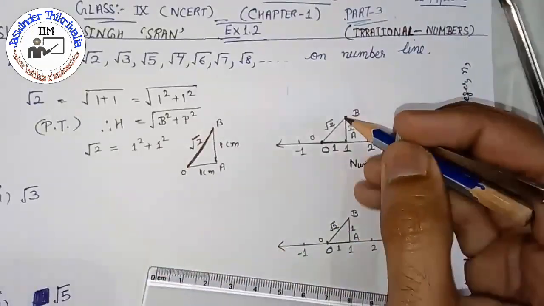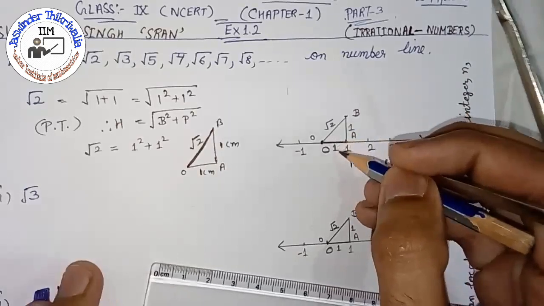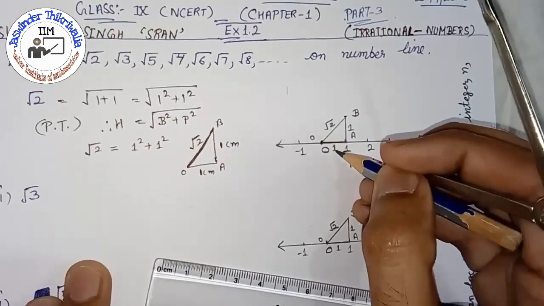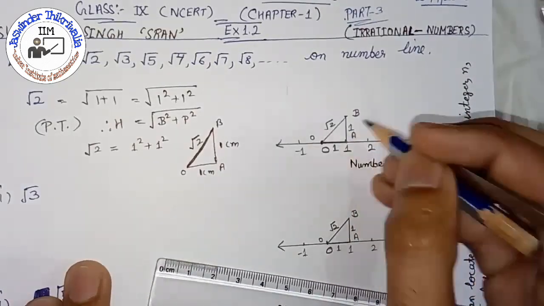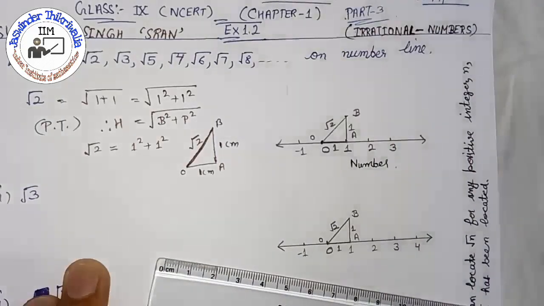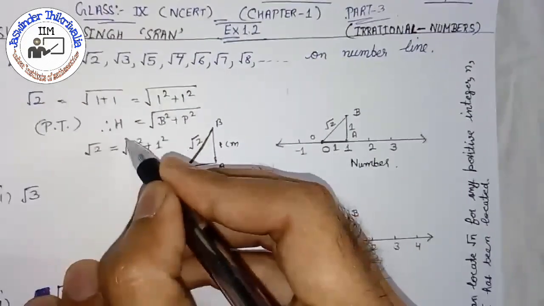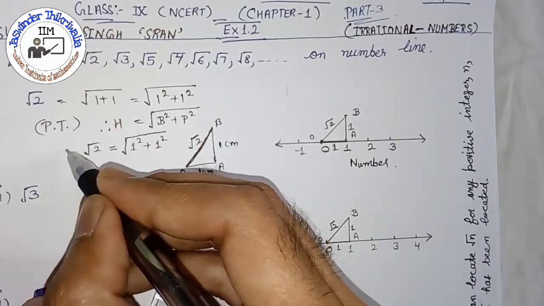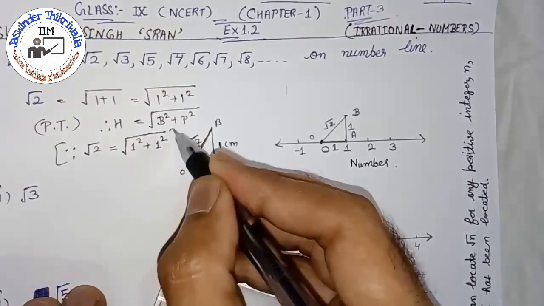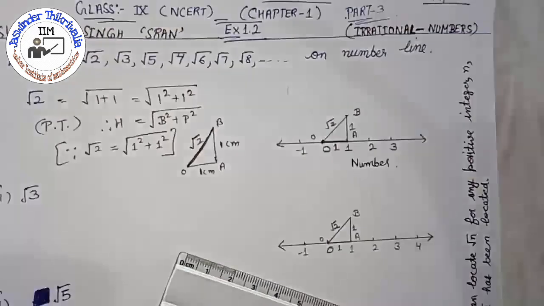How? Because this is the hypotenuse. Hypotenuse is equal to the sum of base square and perpendicular square, and then under root. So here, under root. I have written it here also, so you can pause the video and check here.